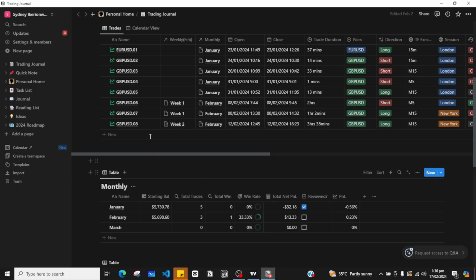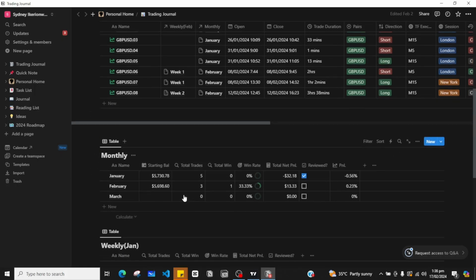So yeah, guys, this is how we stand currently, taking 3 trades so far in February, 1 win and 1 break even with 1 loss. So I'm operating on a 33% win rate this February. So let's see how it ends.